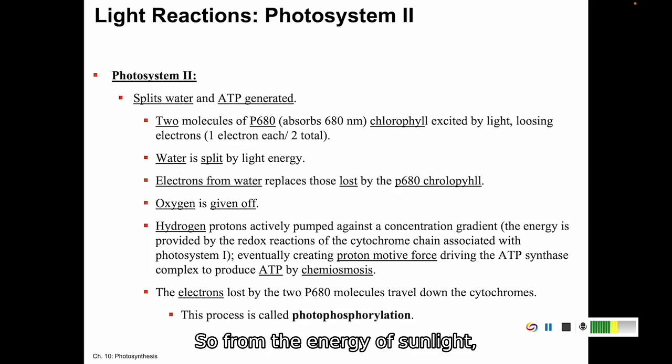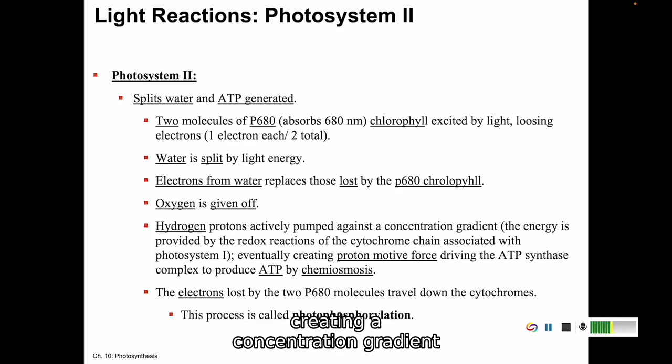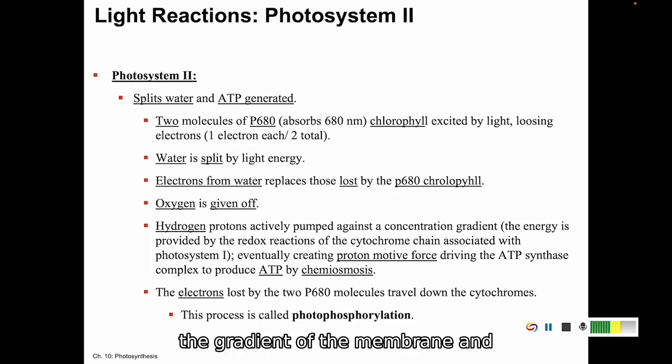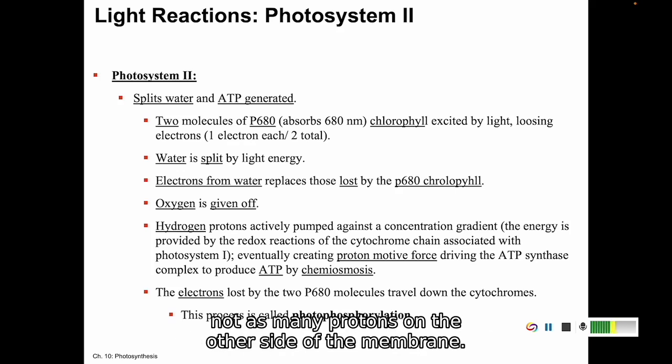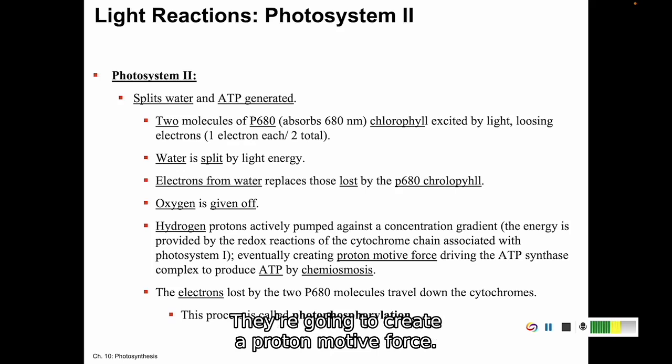We are pumping protons, creating this proton motive force, the same way that we saw in cellular respiration. So from the energy of sunlight, now we are pumping protons across the cell membrane, creating a concentration gradient where a lot of protons are on one side of the membrane and not as many protons on the other side of the membrane. Those protons are not going to like having that gradient. They're going to create a proton motive force.